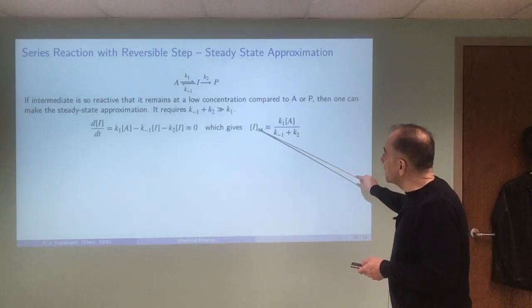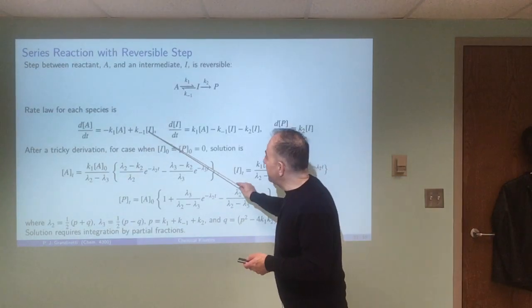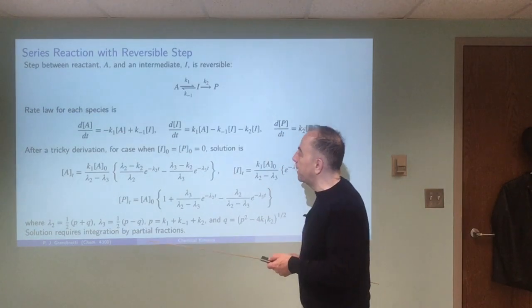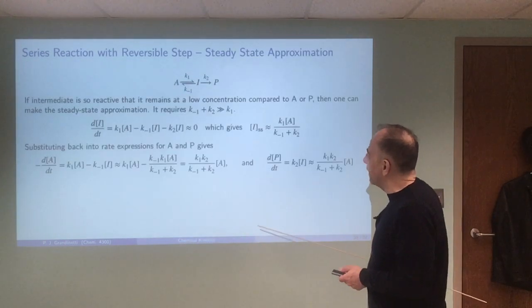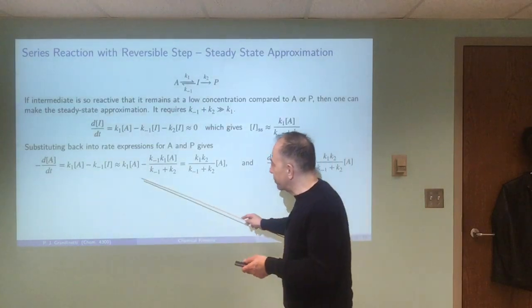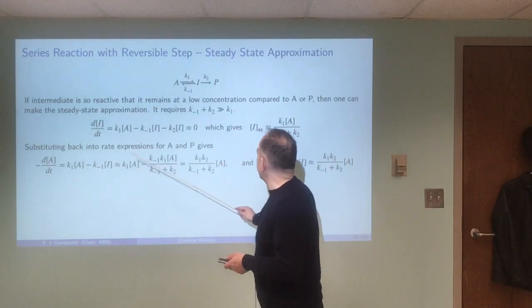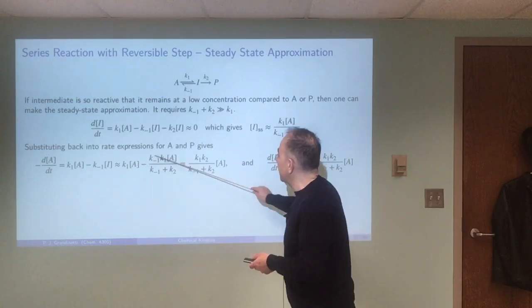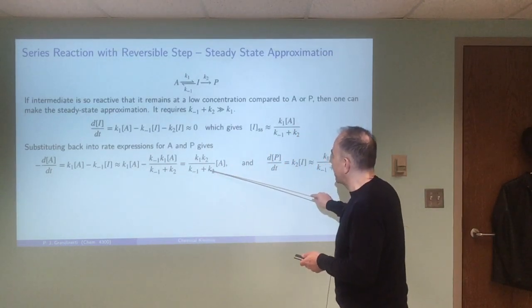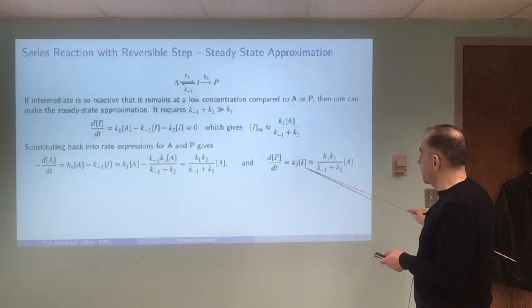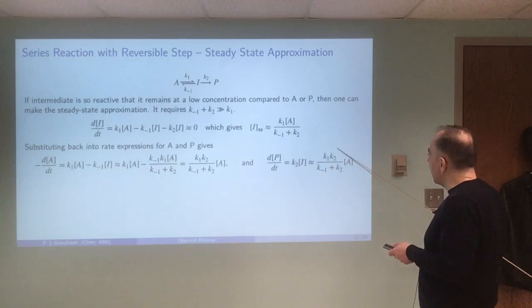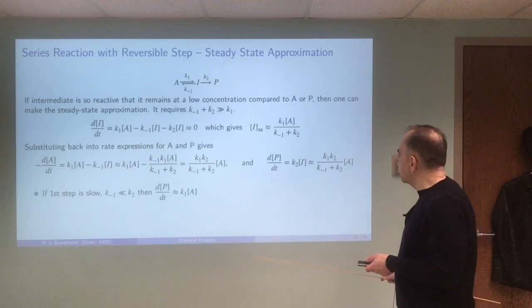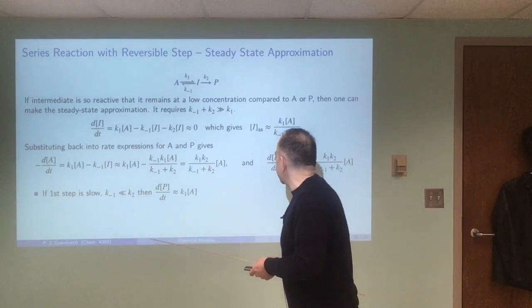And then armed with this expression, we can go back to these expressions for A and P, and we can substitute that steady state approximation in, and that gives us easier solutions. So taking the expression for A, substituting in this expression here for I, we get this equation here, which simplifies to this form. And then for P, we have this expression from a couple slides back, and that goes into this form here.